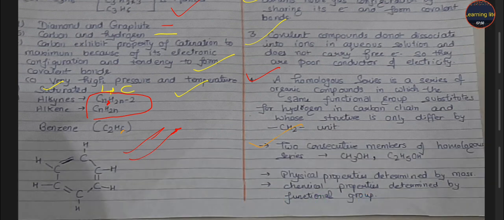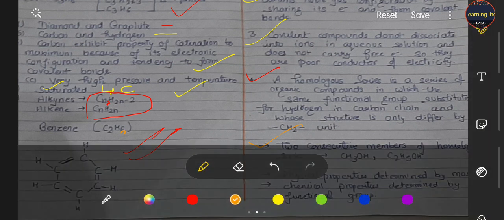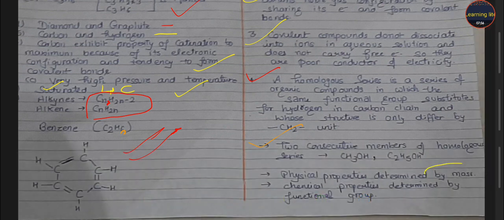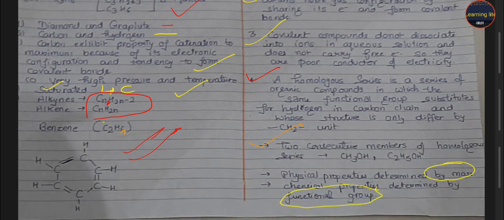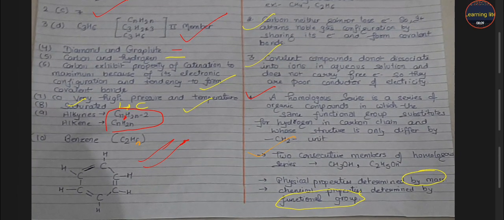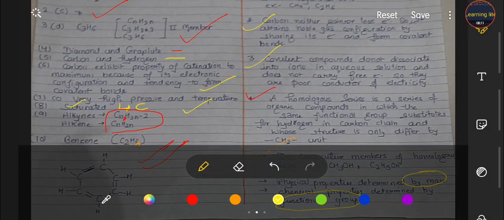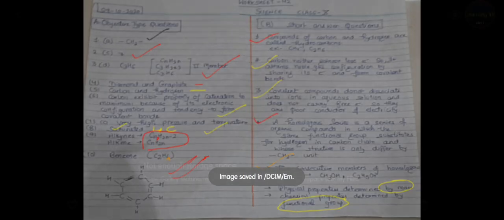Next, how are physical properties determined? So student, physical properties are determined by their mass, it means by their hydrocarbon part, and the chemical properties are determined by their functional group. I think this is clear to you. This is the answer of our fourth short question. Okay, so let's move to our fifth question, student.